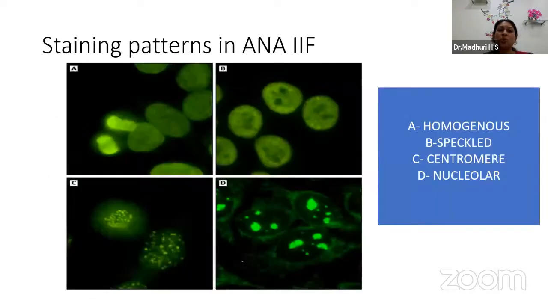So this is to show you the staining patterns of ANA. This first one is the homogeneous staining. So you can see the whole nucleus is stained homogeneously. Second is the speckled. Here there are some speckles and it is not a uniform staining. This is the centromere pattern and this is the nucleolar pattern.